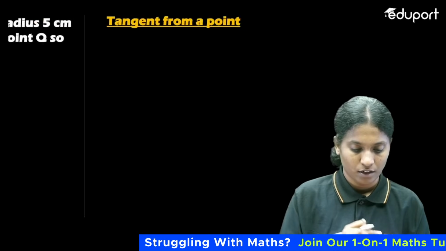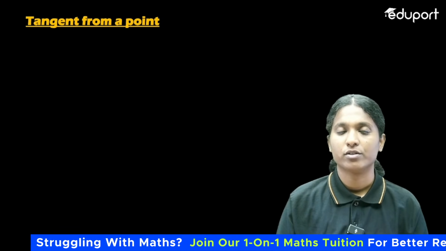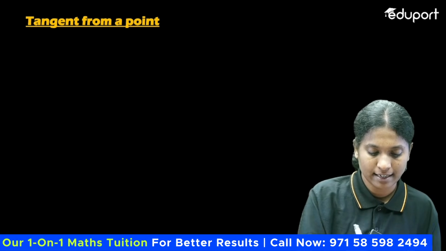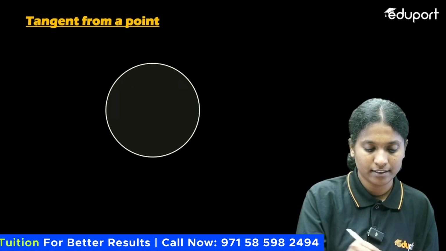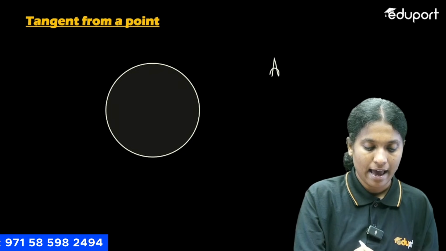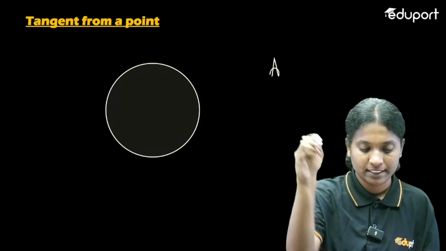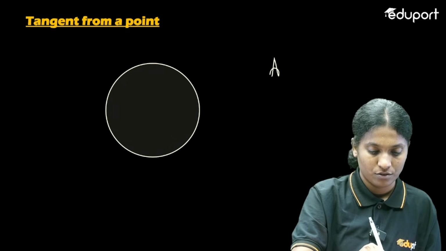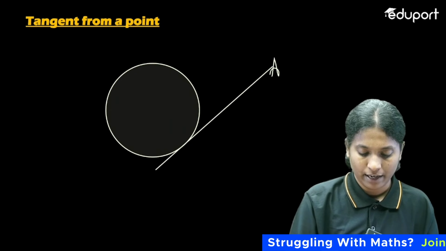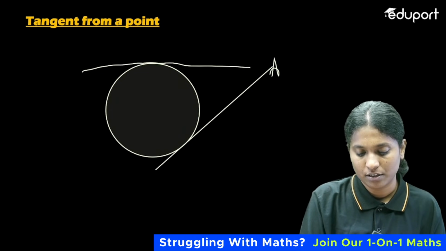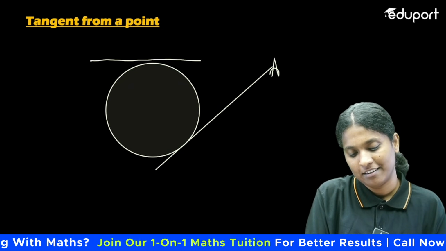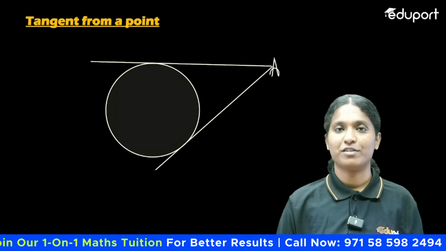Now, tangent from a point. So here is a circle, and this is a point A outside the circle. And a tangent to the point. So this is a tangent, one tangent and another tangent. Okay, that's not a tangent. Yeah, okay, now it's a tangent.